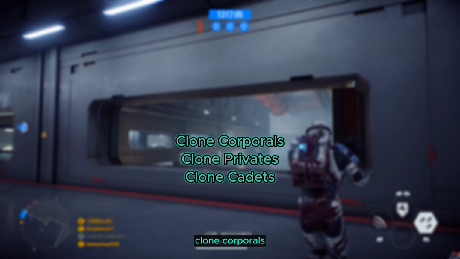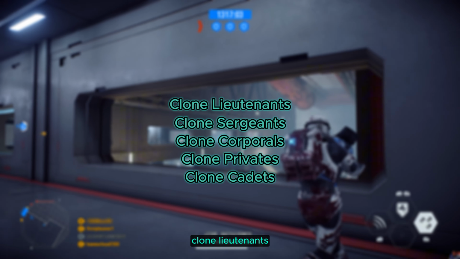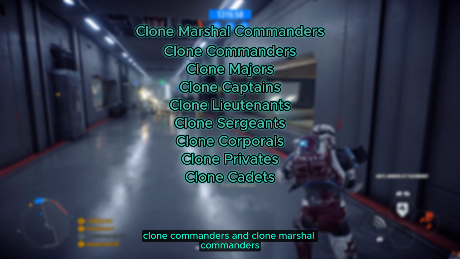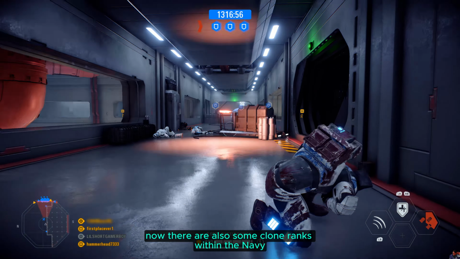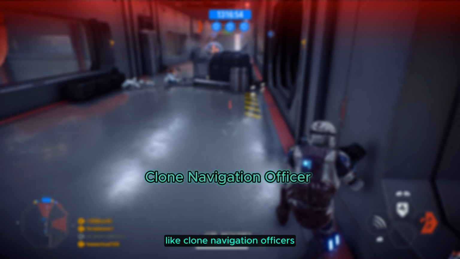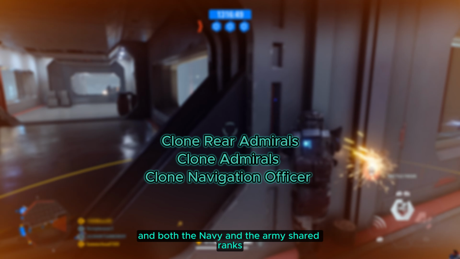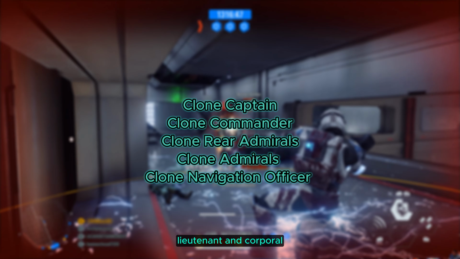Now, clone trooper ranks have changed a lot throughout the years, but currently in canon, you have clone cadets, clone privates, clone corporals, clone sergeants, clone lieutenants, clone captains, clone majors, clone commanders, and clone marshal commanders. Now, there are also some clone ranks within the Navy, like clone navigation officers, as well as clone admirals, clone rear admirals, and both the Navy and the Army shared ranks like commander, captain, lieutenant, and corporal.